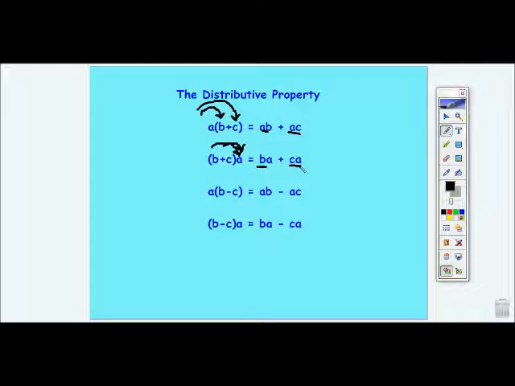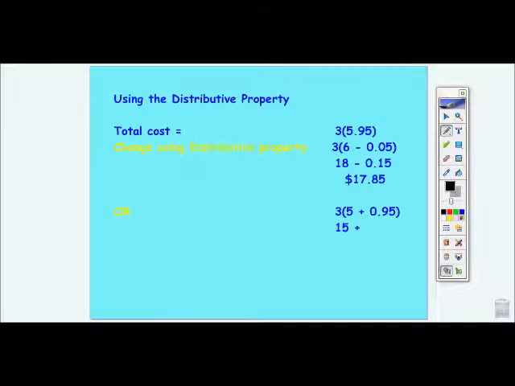and that's where they got the BA plus the CA. This one here, notice that it is our first one that is subtraction. So because there's a subtraction sign there, there's also going to be a subtraction sign here. A times B, A times C. We're going to keep our operational sign. And again, the last one is just doing that in reverse.